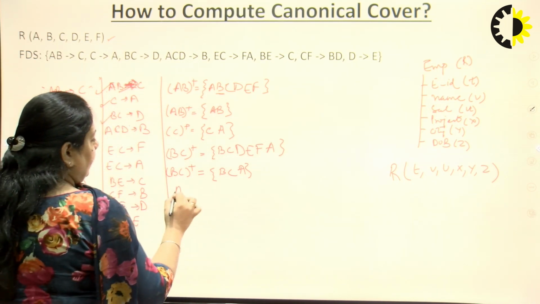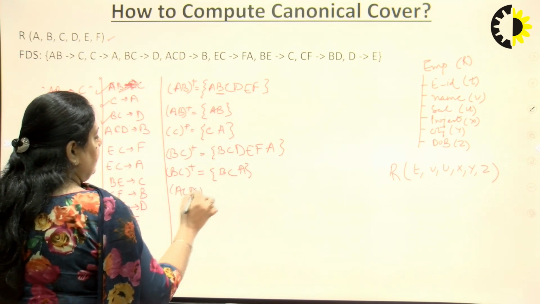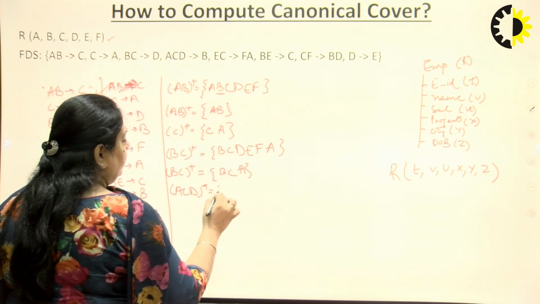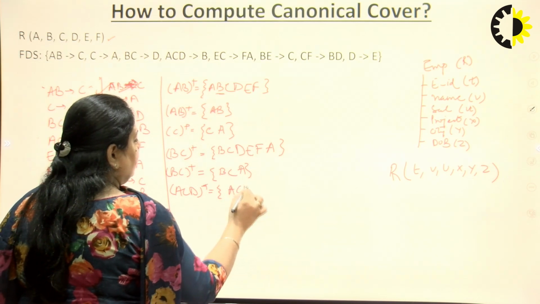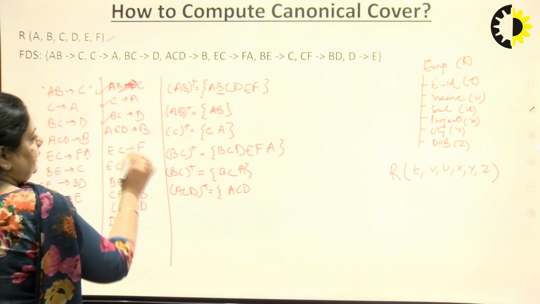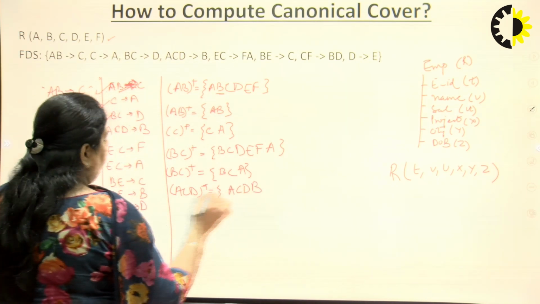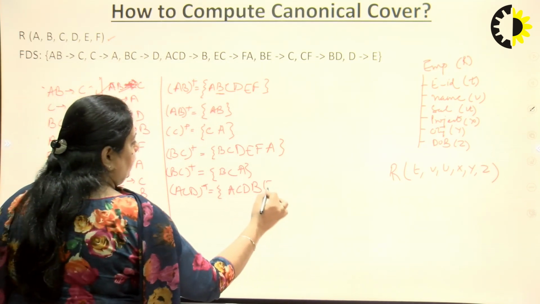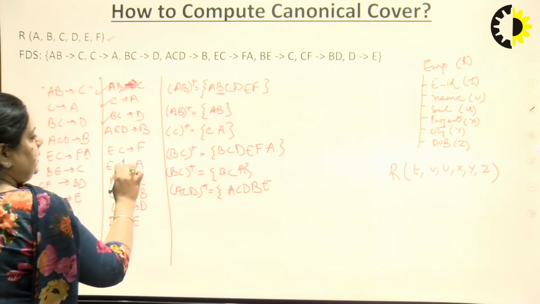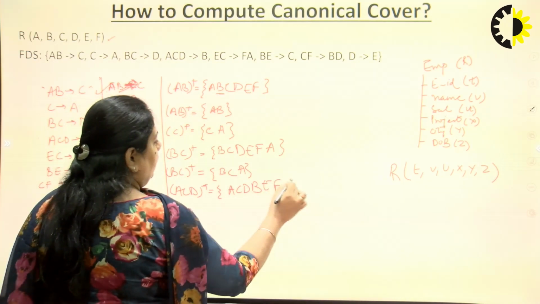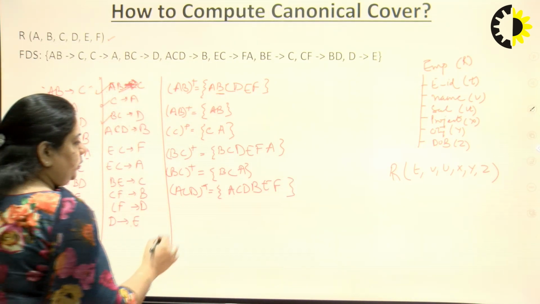Now taking another functional dependency ACD, what will we find first? ACD. From ACD what can we get? B. From D we can compute E. From EC we can compute F. We are able to fetch all the attributes.